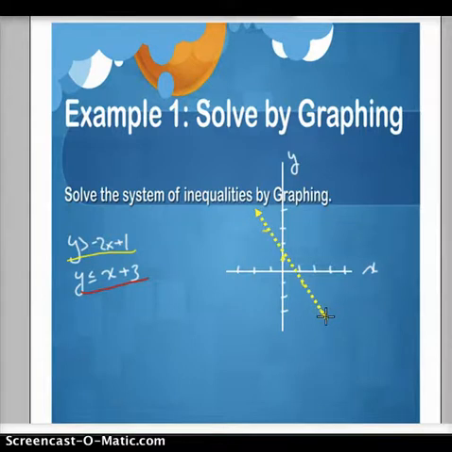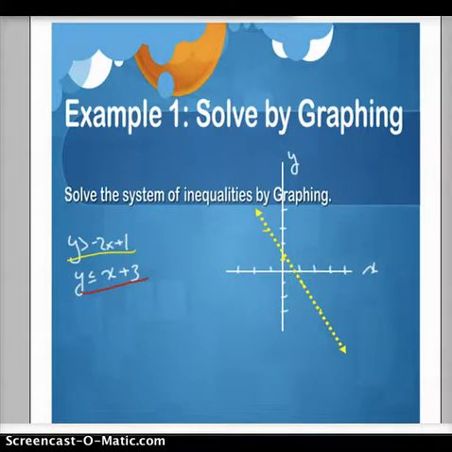Notice that the line is dotted. The reason the line is dotted is that in the yellow inequality, y is greater than, not greater than or equal to. So you remember how we handled this before.